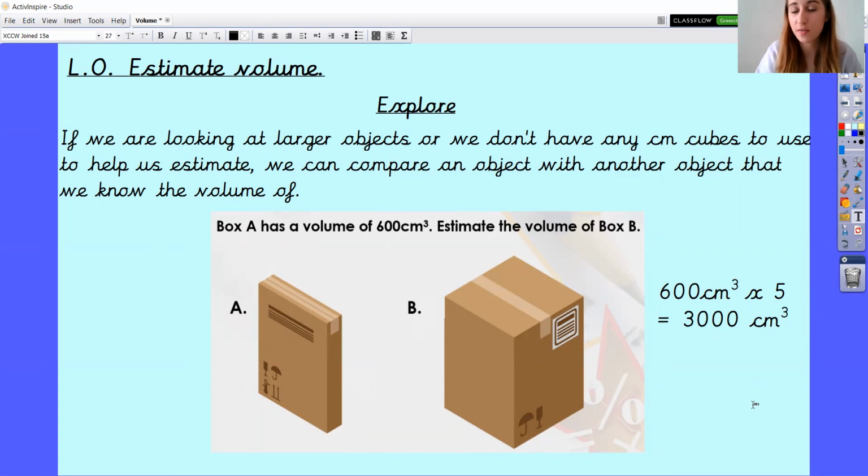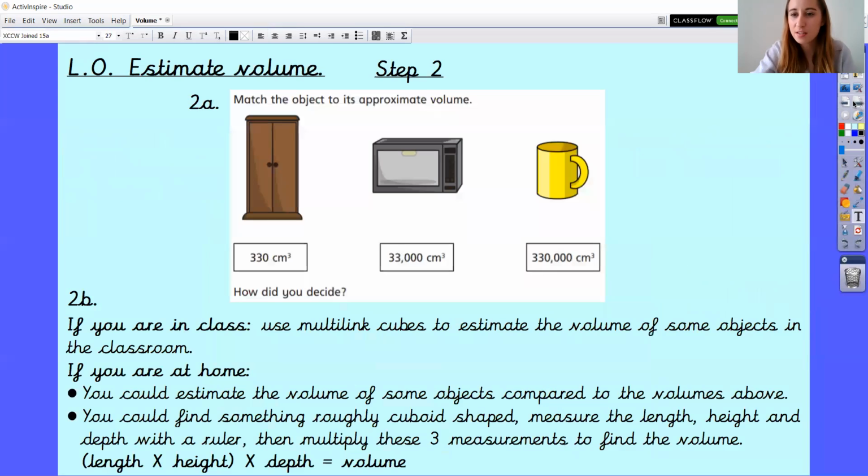So we've looked at two different ways of estimating volume. We've thought about building something out of cubes. We've thought about comparing different objects. So in step 2, we're going to be doing a little bit of that.